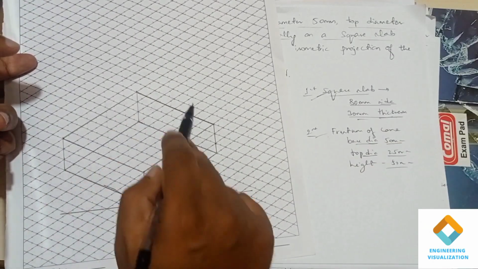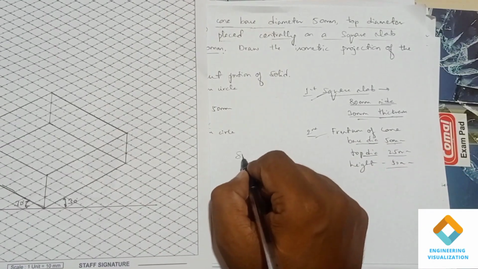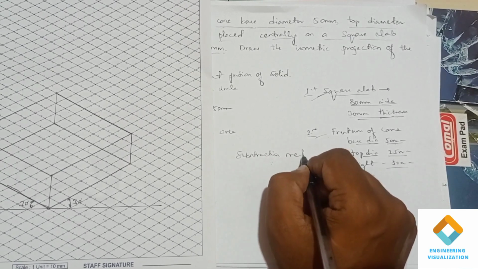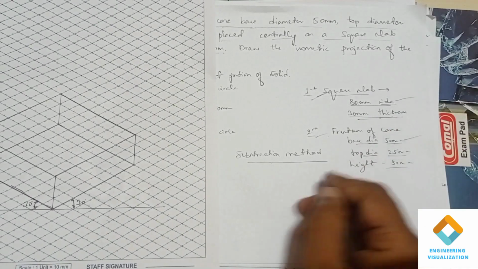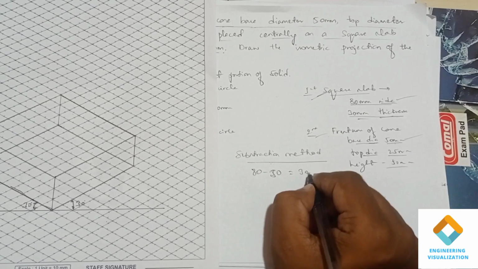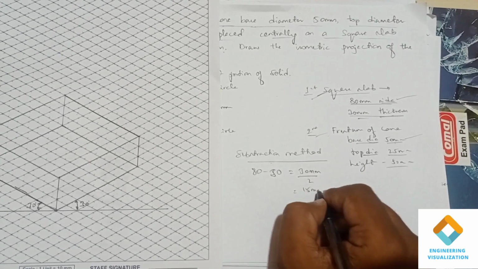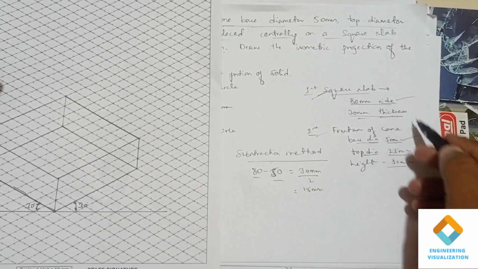On the top of this square slab we have to place the base of 50 mm. For this we will be using the subtraction method, subtraction of box method, we can say that. Here we have the top box of 80, so we need to subtract the 50. 80 minus 50 means it is 30 mm, so on either side it is 15 mm. So we need to subtract the 80 mm box.